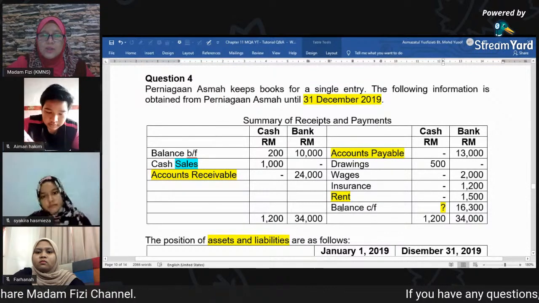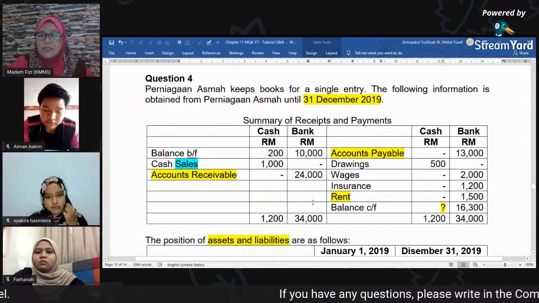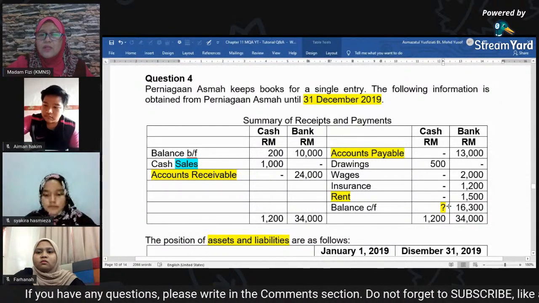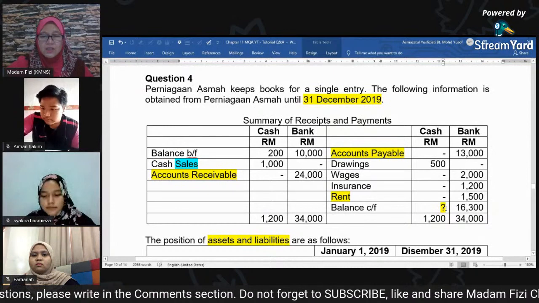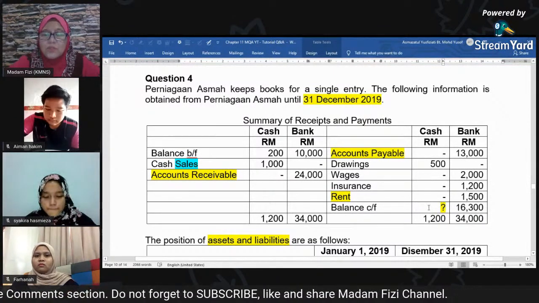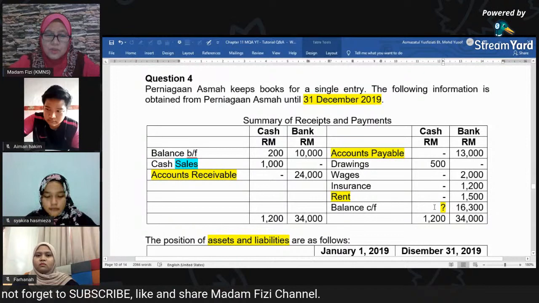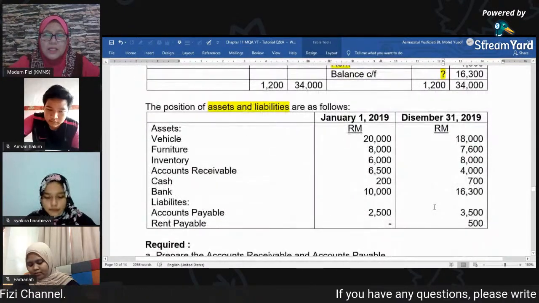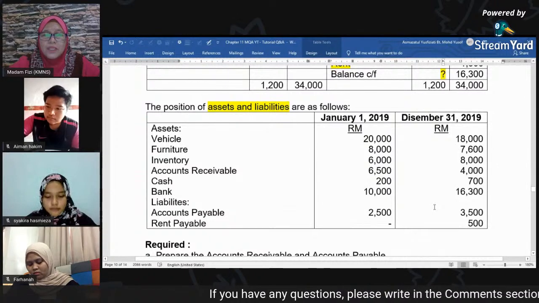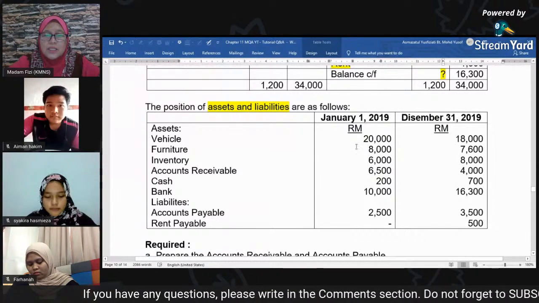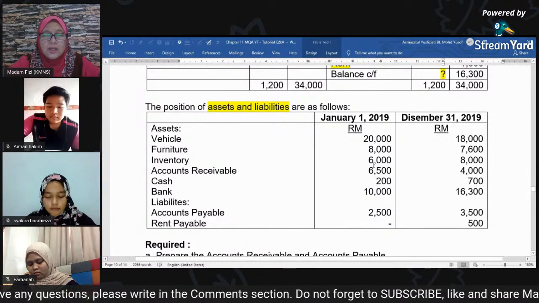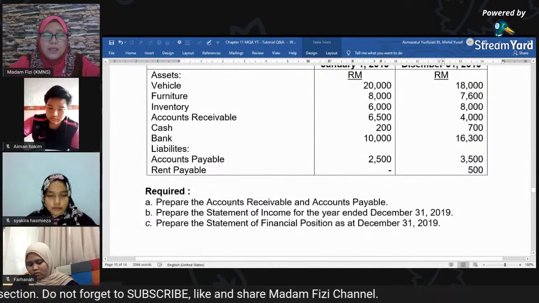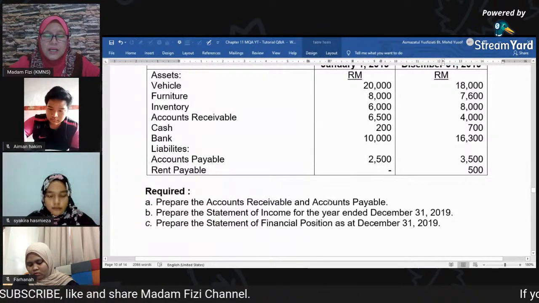Okay, so the balance for bank is 16,300, but for cash is the question mark. That means you have to find it out yourself. Now the position of assets and liabilities are also given, as you can see in the table. Now required A, prepare accounts receivable and accounts payable.